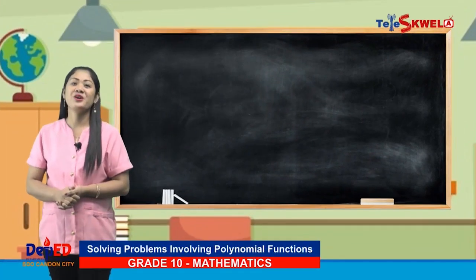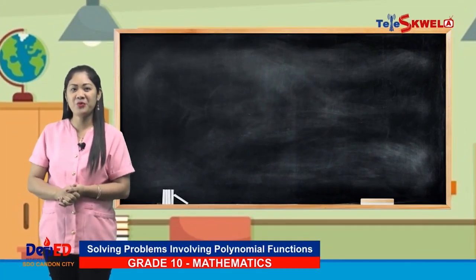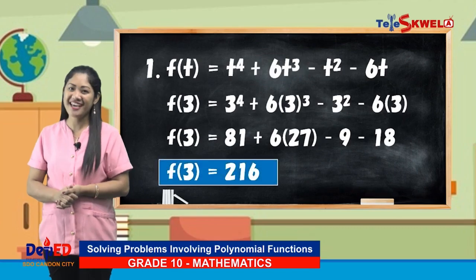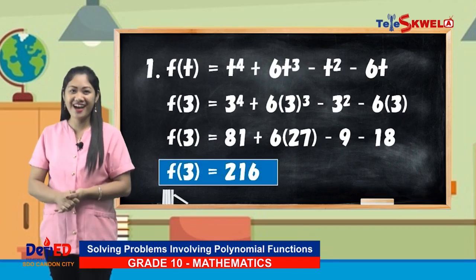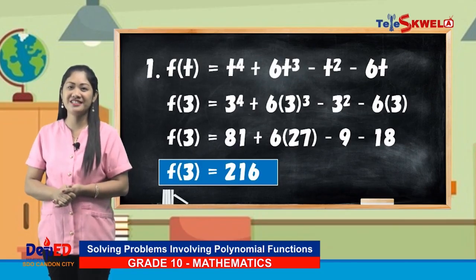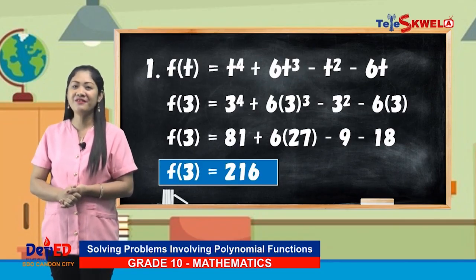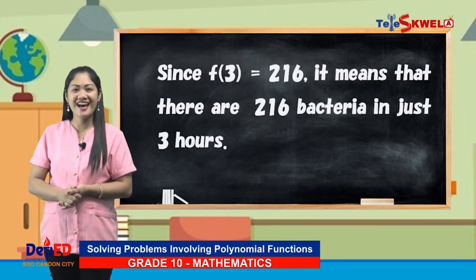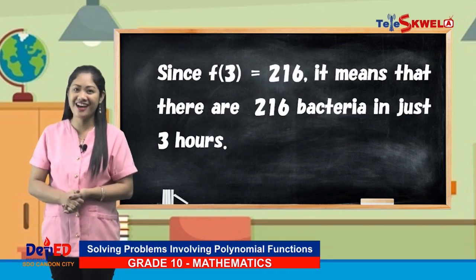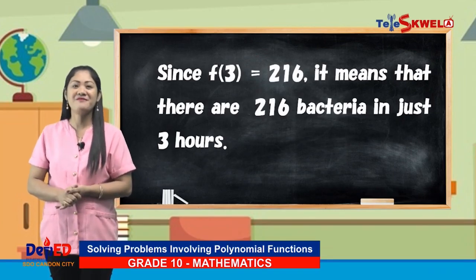Time is up! Compare your answer in number 1 with what is being flashed on the screen. Did you get 216 for item 1? You are right! After evaluating f of t at t equals 3, the value of the function is 216. It means that there are 216 bacteria in just 3 hours. Very good!